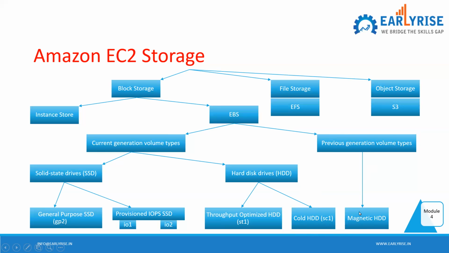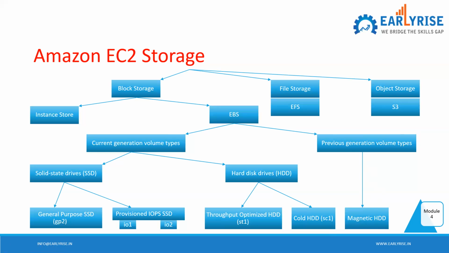Now, the previous generation. This is not even there in the new generation EC2 instances. This magnetic HDD is a previous generation EBS volume, and this is EBS only. So what is the benefit? It is cheaper, slower, but cheaper. It is a very plain hard disk with no performance efficiency. We used to have simple HDD only, that's why it is cheap, and that's why it is kept in the previous generation volume types.